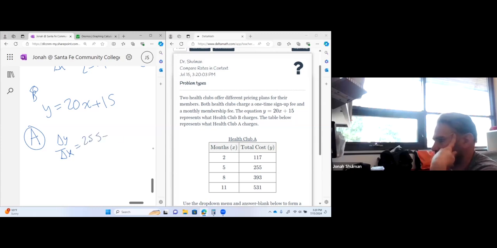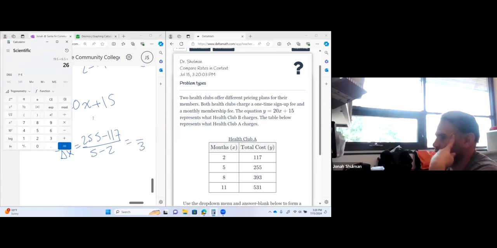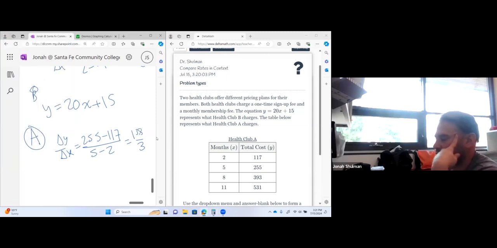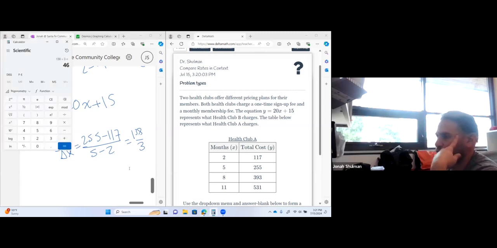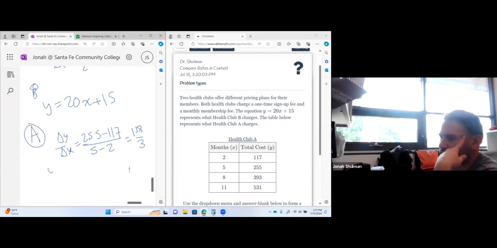255 minus 117 over 5 minus 2. So we know we're looking at 3 on the bottom. Then we have 255 minus 117, 138, and then we're going to divide that by 3. 138 divided by 3. Is it 40 what? 46. So we know this one is y equals 46x plus b. But we don't have it. We need the whole equation. So I'm going to use the first line that's got the smallest numbers. That's usually what I do.